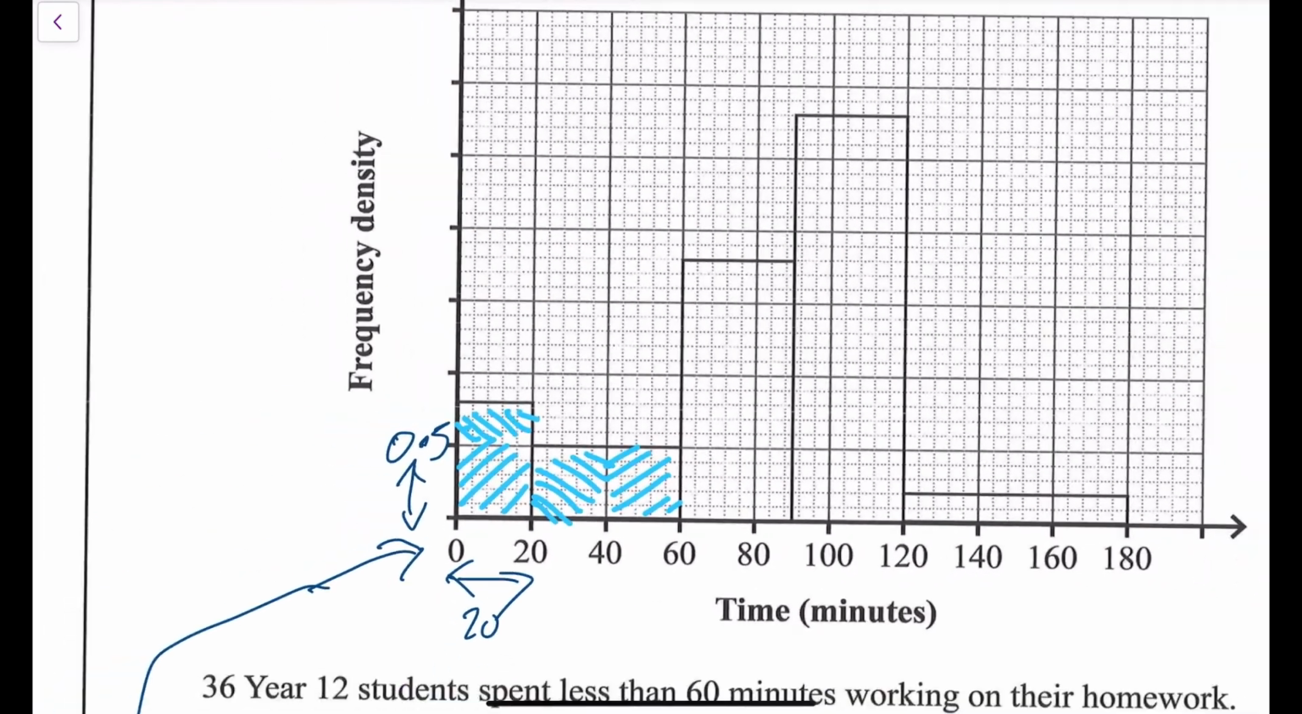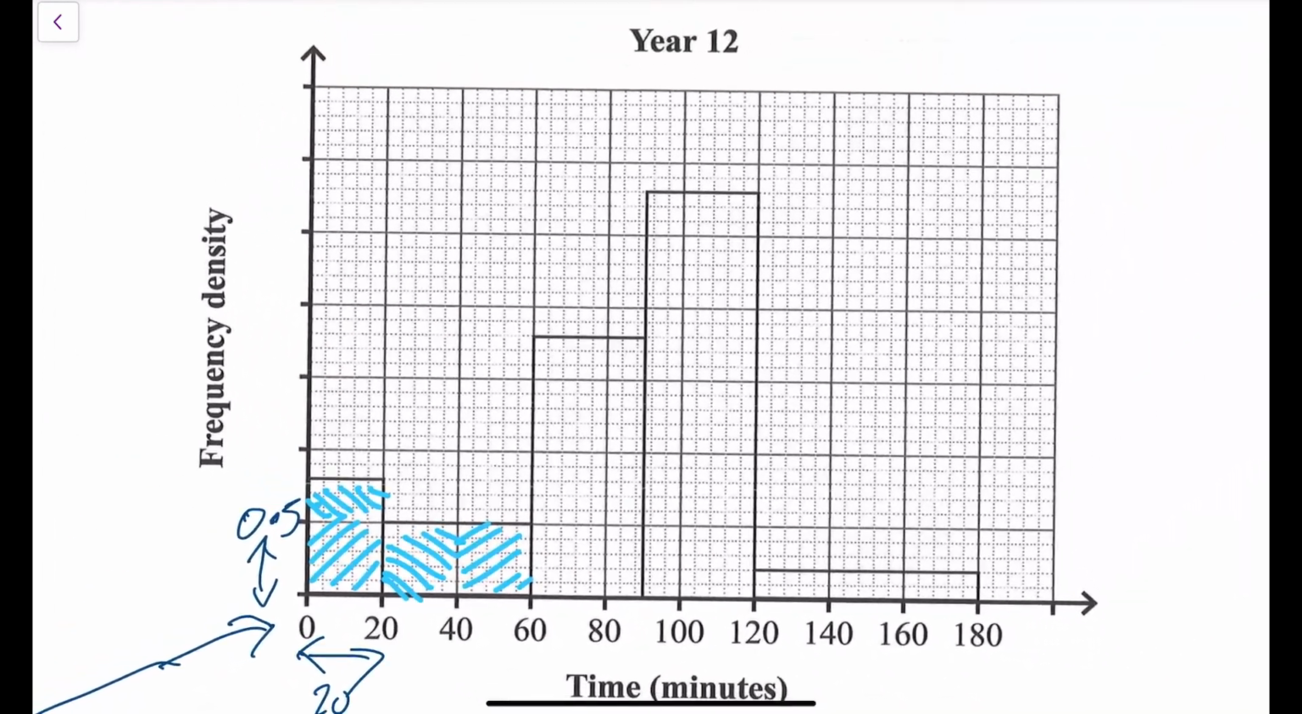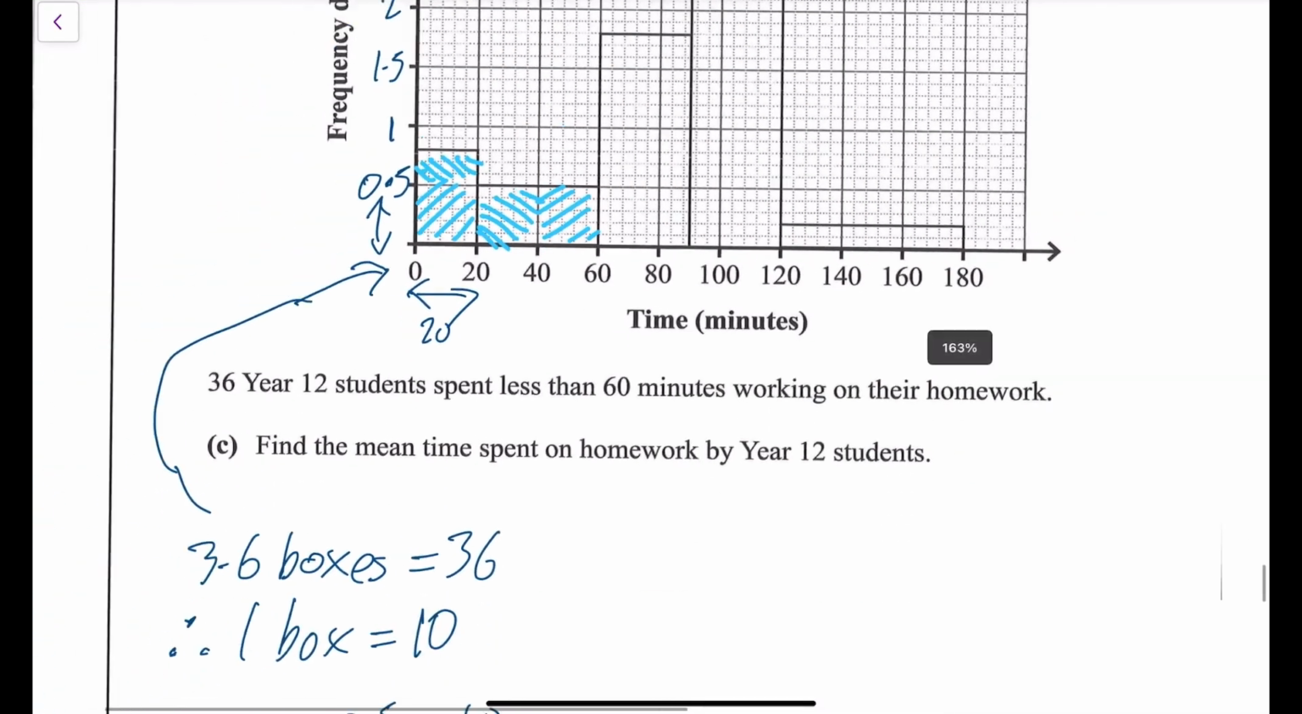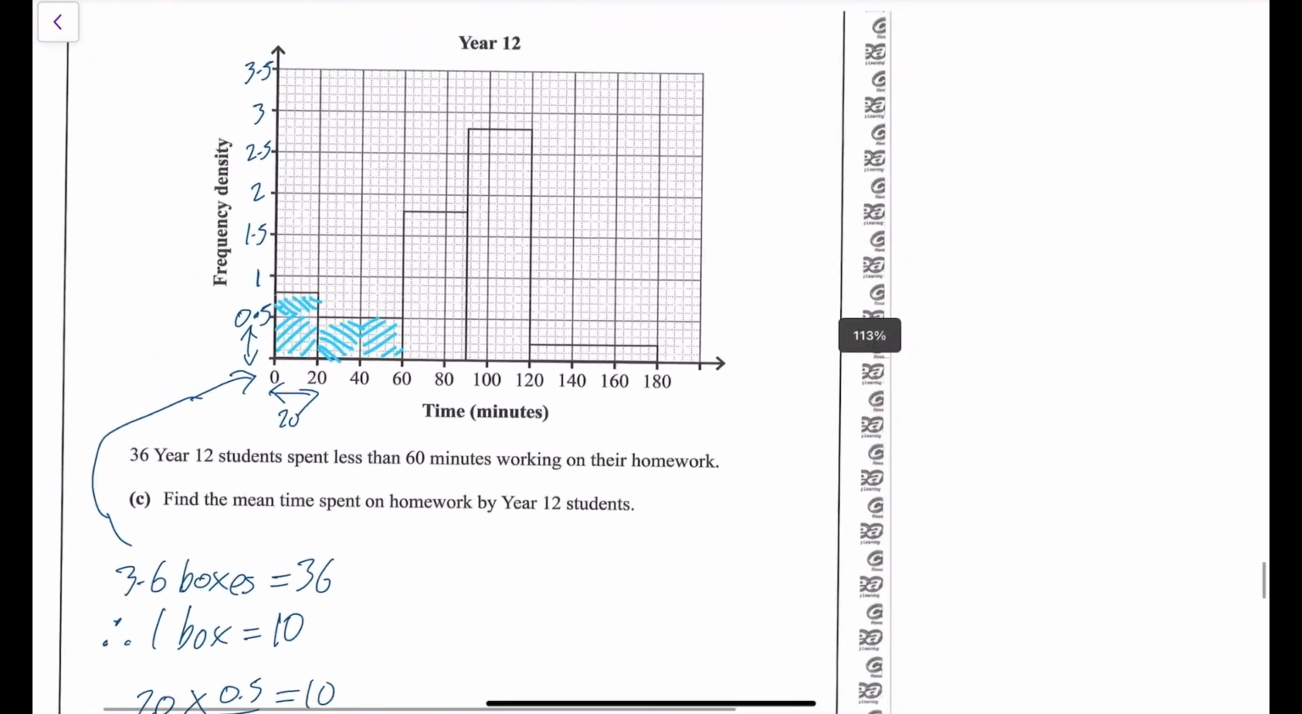So once you've got that, I would write in what the rest of my frequency densities are. So 0.5 is 5 wee squares. That's going to be 1. That's going to be 1.5. That's going to be 2. That's going to be 2.5. That's going to be 3. That's going to be 3.5. Okay? Right. Now we're ready to do the question.